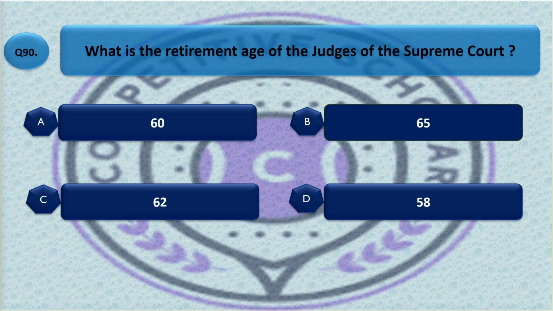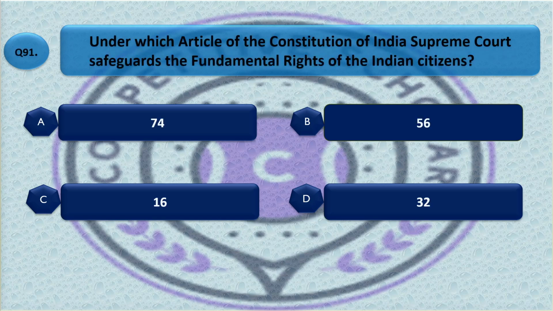Next one is question number 90. What is the retirement age of the judges of the Supreme Court? Option number A, 60. Option number B, 65. Option number C, 62 years. Option number D, 55 years. So the answer is option number B, that is 65 years.